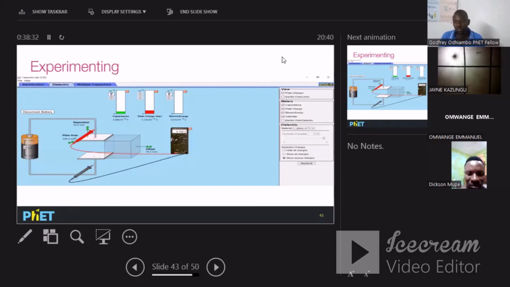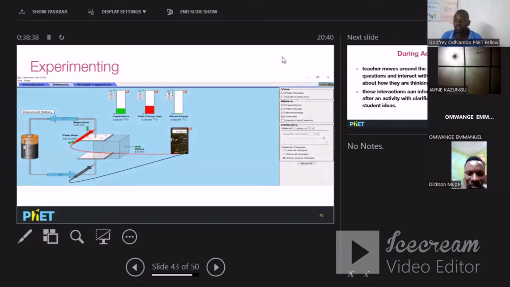So the demonstration looks like that. We have that demonstration, with capacitance increasing as the dielectric is being introduced. The students will observe the way it is happening there.